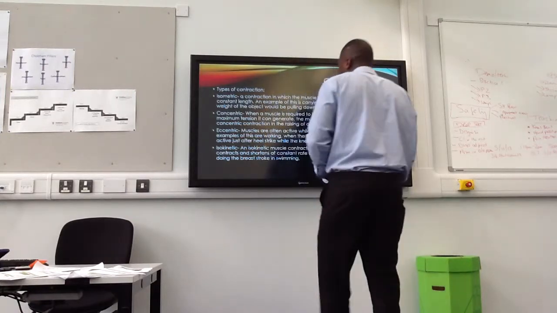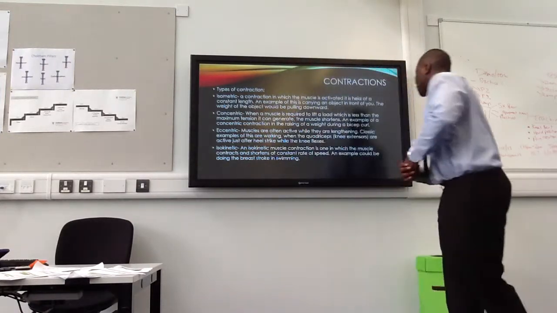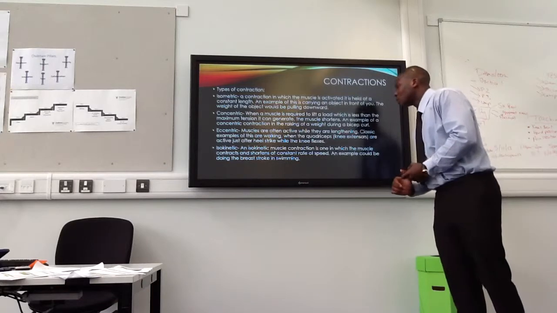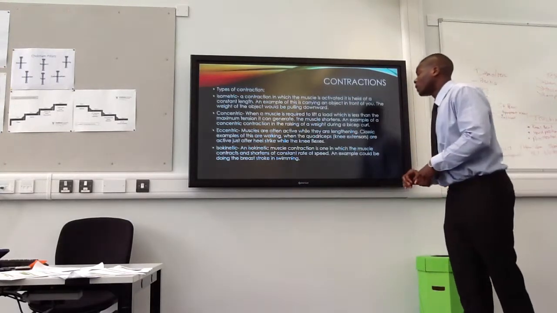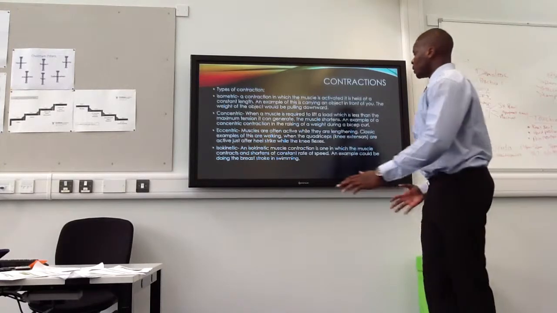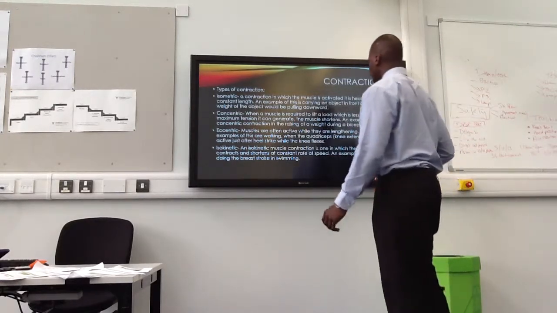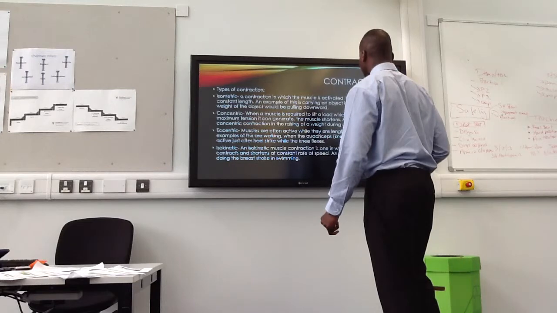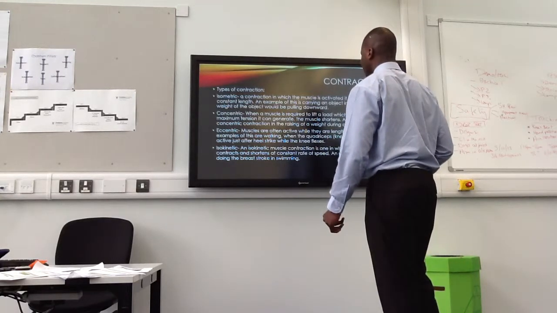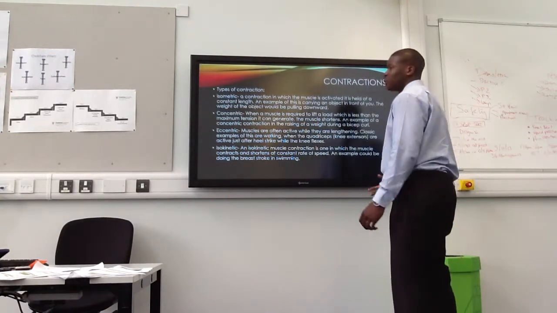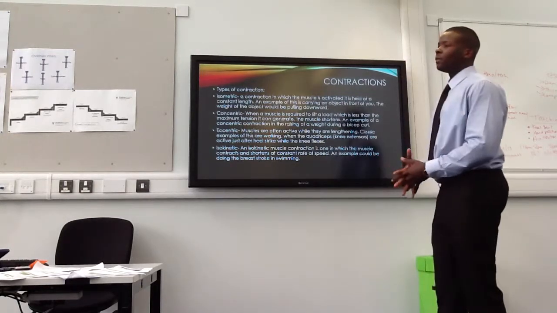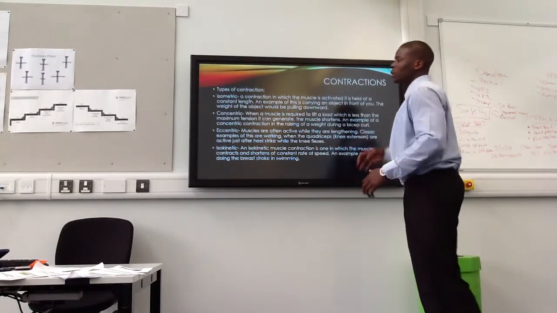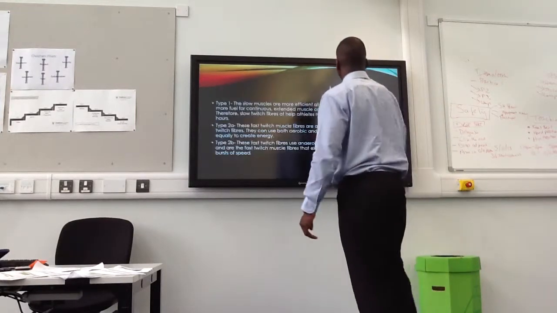Isokinetic. Isokinetic muscle contraction is one in which the muscle contracts and shortens at a constant rate of speed. An example could be doing the breaststroke in swimming. When you're doing the breaststroke, one muscle contracts and shortens at a constant rate of speed. The speed wouldn't really vary; you keep it at a constant speed that you're comfortable with.